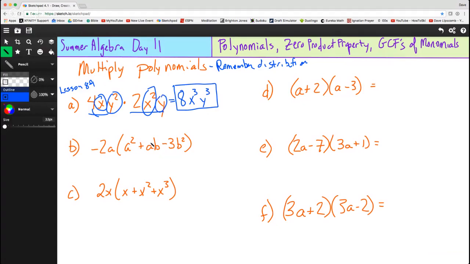Okay, here we have to distribute. And here all we have, don't confuse this. This is just 3 multiply problems. This is 3 multiplications. It's negative 2a times positive a squared, times positive ab, and times negative 3b squared. And so we're just going to do something like this, but we have to do it 3 times and get our signs right. So negative 2a times a squared is negative 2a cubed. And we get negative 2a times ab is negative 2a squared b. And then negative 2a times negative 3b is a positive 6ab squared.